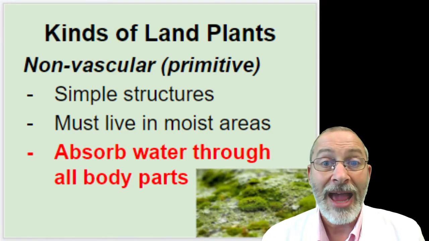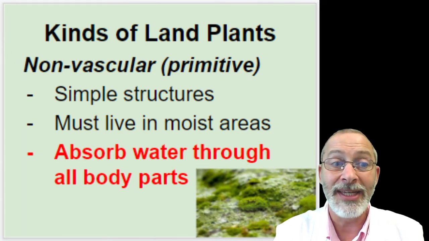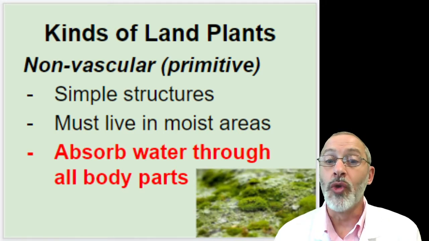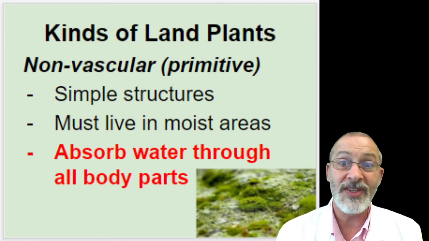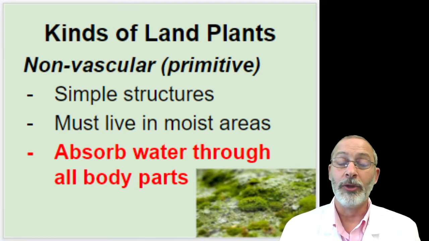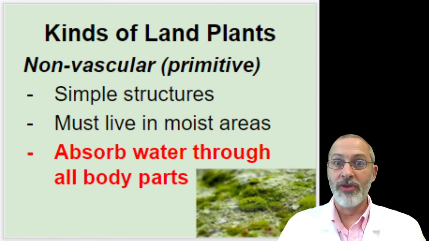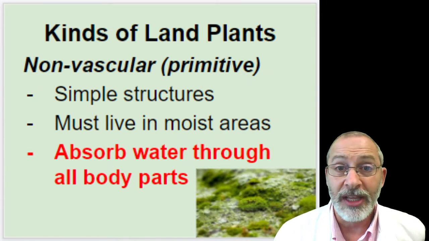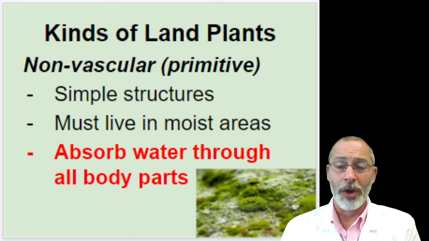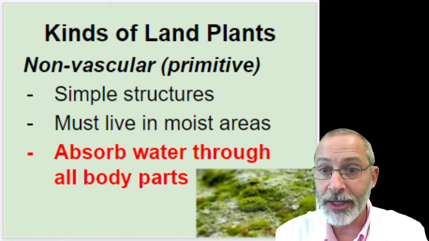All right, another characteristic of these non-vascular plants is that they have the capacity, the ability to absorb water through all of their body parts. And we'll see how that differs from the second group of land plants a little bit later on. So they can absorb water through all of their body parts. That makes them have a great ability to live in those moist areas. They don't have to have specialized structures because if they live in those moist areas, they've got the water readily available. So it's a great characteristic to have if you're living in a moist area like these little plants here.